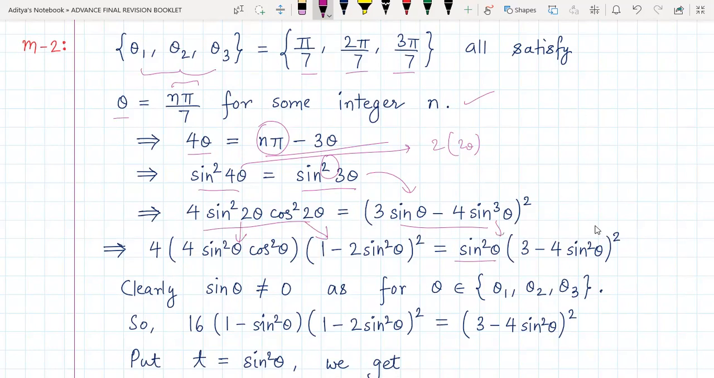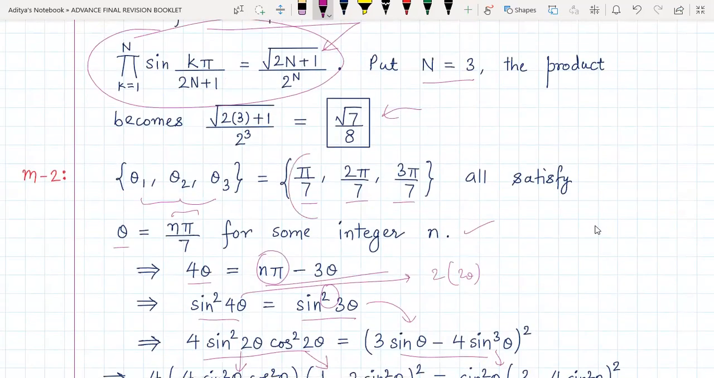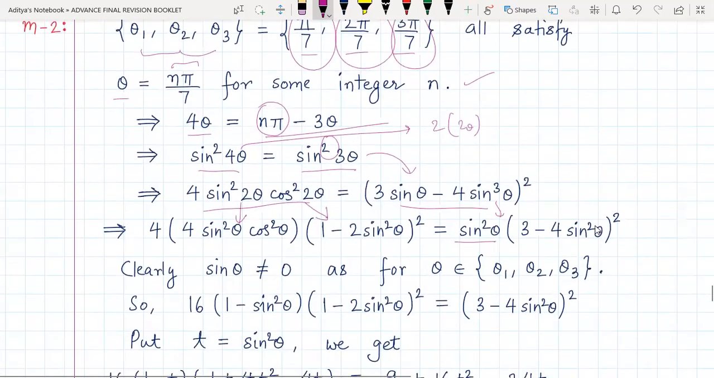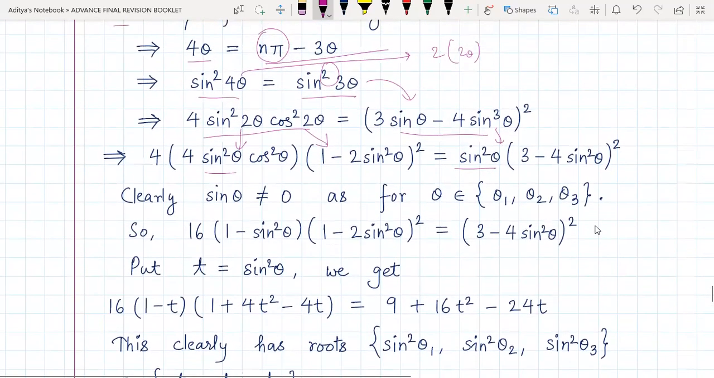And sin² theta I've simply taken common from here. And then of course sine theta is not equal to 0 because none of them is an integral multiple of pi, so sine theta can't be 0 for any of these thetas. So sin² theta can be cancelled from both sides, and we are basically going to be left with 4 fours are 16, cos² theta I've written as 1 minus sin² theta, and the remaining things are as they were, no change.